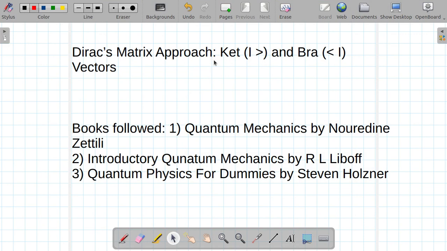And for this I followed three books in quantum mechanics: by Noureddine Zettili, Introduction to Quantum Mechanics by Lebov, and Quantum Physics for Dummies. So I have taken a few examples for bra and ket notations from these books. So let us discuss, and this is a very interesting mathematical formulation.